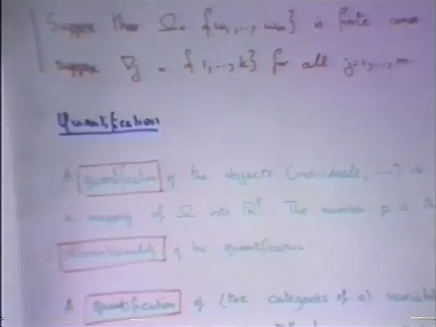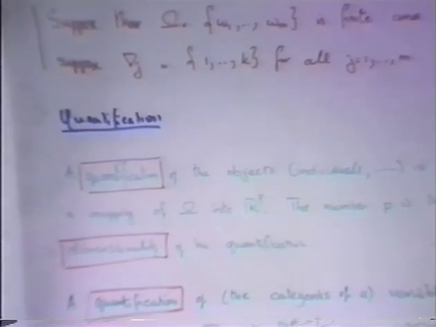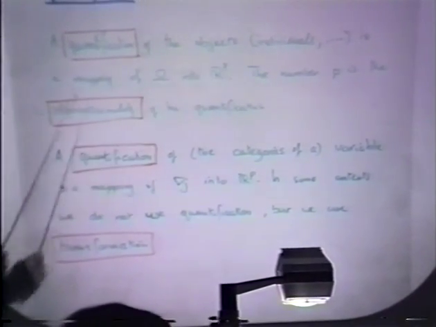Concept of quantification. A quantification of the objects or individuals is a mapping of the domain of variables into p-dimensional space. This means that we assign a vector of p real numbers to each individual or object in the domain. The number p is the dimensionality of the quantification.